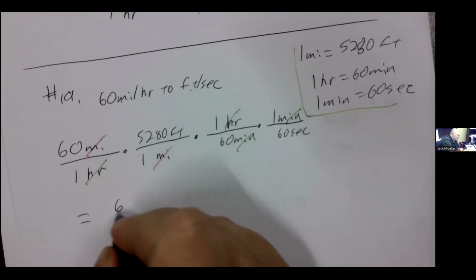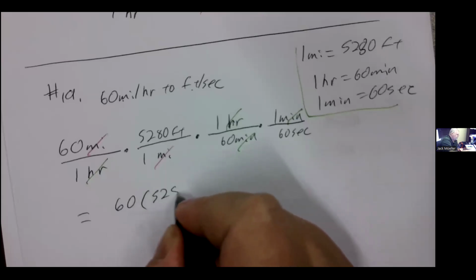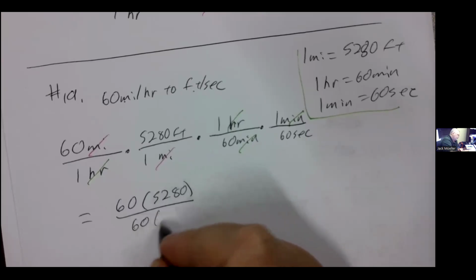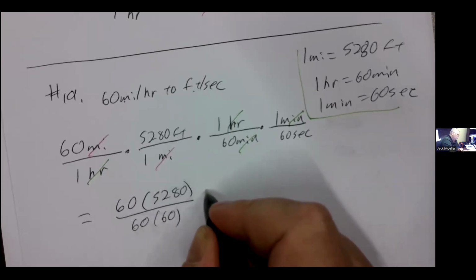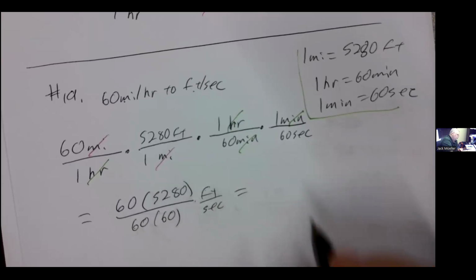Multiply. Again, in the notes, I'm going to write this out to be more explicit. We're going to multiply the stuff on the top, and we're going to multiply the numbers on the bottom. Once you do, then we're talking feet per second. Then we're going to do the division.